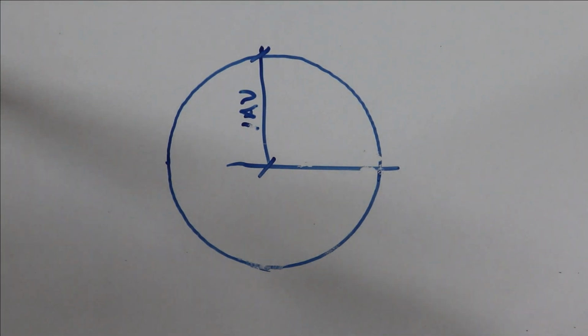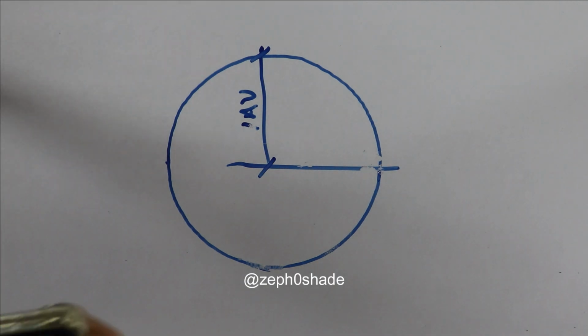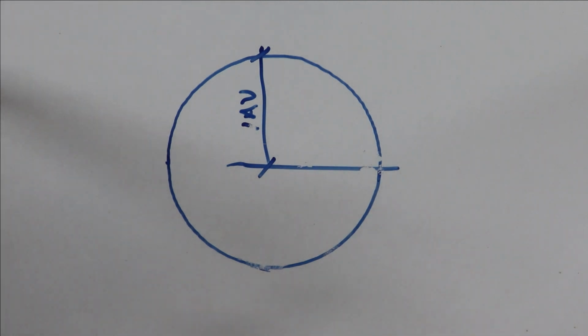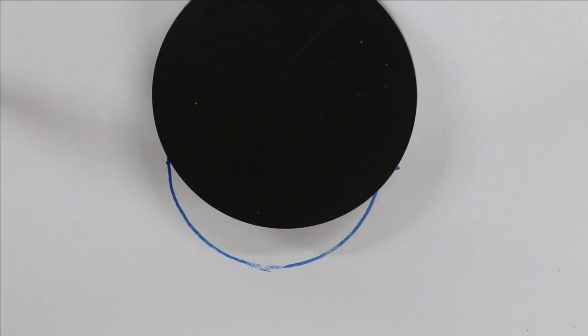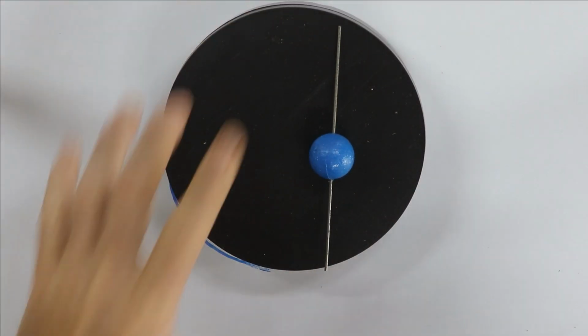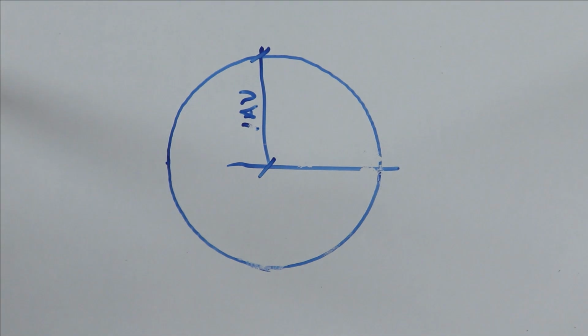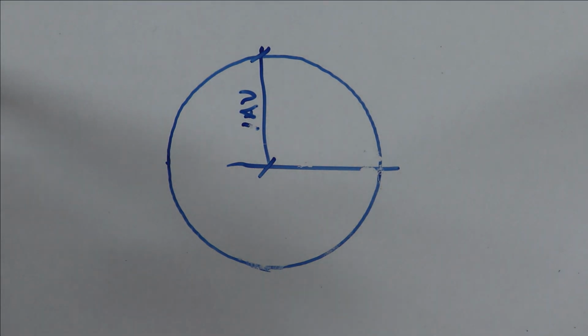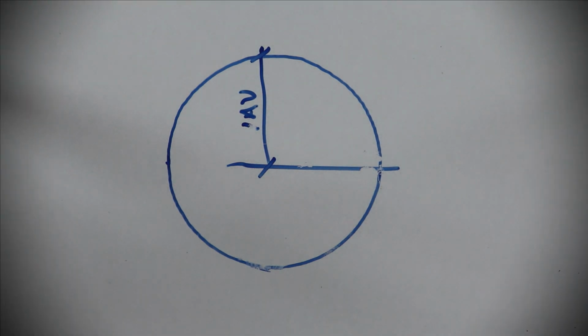I'm really looking forward to this demonstration from Zephyrshade. I'm really looking forward to that experiment. Like I said, Zephyrshade, I'll buy you this. I don't know what you need. You just tell me what you need. I'll pay for it. I'll be more than happy to pay for it. Now, you're gonna have to get your own camera. I'm not gonna buy that.